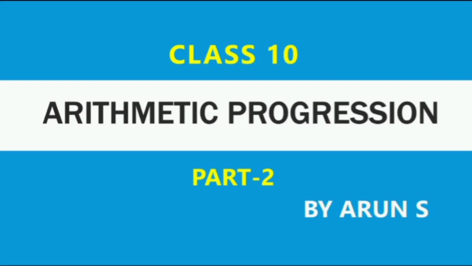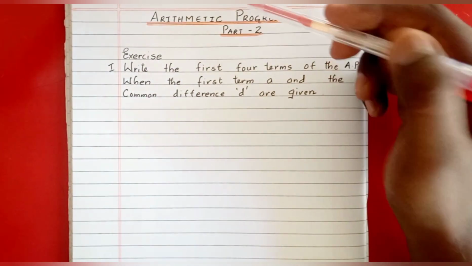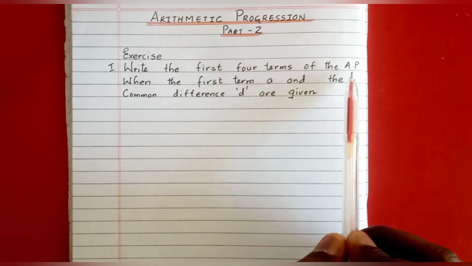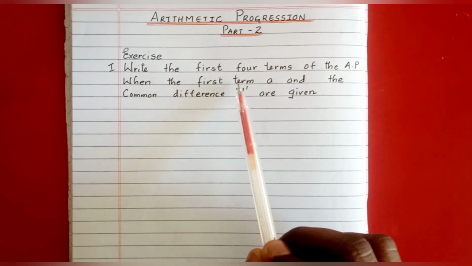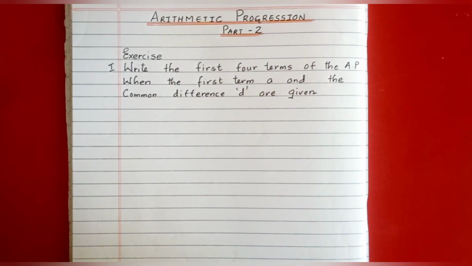In this video, we shall discuss the continuation of the unit Arithmetic Progression and will solve a few exercise questions in this video. Dear students, with continuation of unit AP, we'll solve the exercise. Write the first four terms of the AP when the first term A and the common difference D are given.